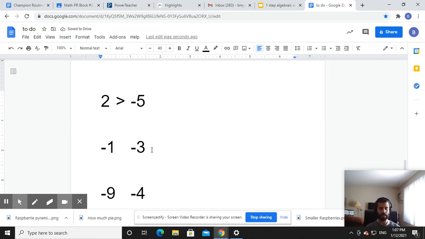But -1 and -3, if you can envision that number line in your head, that's great. Or you can just think the number that would normally be bigger is going to be smaller because they are both negative. So that makes -1 greater than -3.